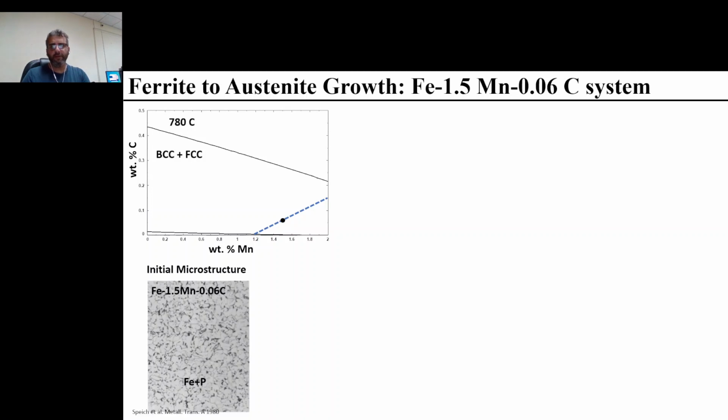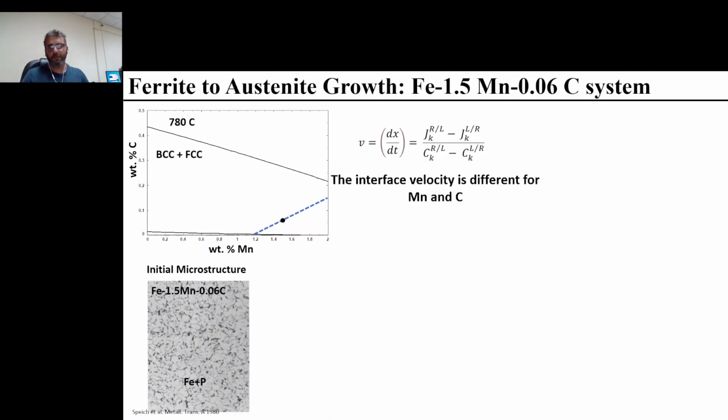Now, if you remember from the previous slide, we are trying to solve the interface velocity using the multiflux equation. So now in this case, we will have an interface velocity for manganese and an interface velocity for carbon, which obviously will be very different. So we need to accurately determine the flux, or most importantly the interface composition, so that we determine a unique interface growth velocity.